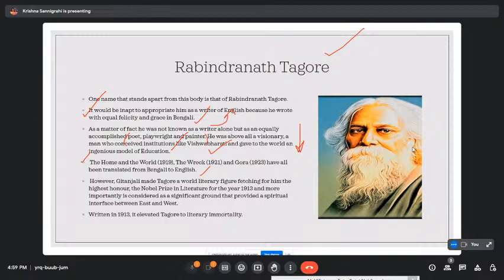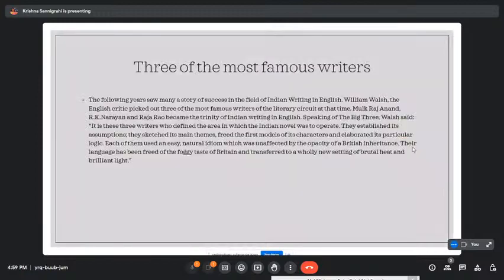However, it is Gitanjali which made Tagore a world literary figure, fetching for him the highest honor. What is the highest honor? The Nobel Prize in Literature for the year 1913, and more importantly, is considered as a significant ground that provided a spiritual interface between East and West. Written in 1913, it elevated Tagore to literary immortality. So you cannot miss out on Tagore. You need to refer to him.